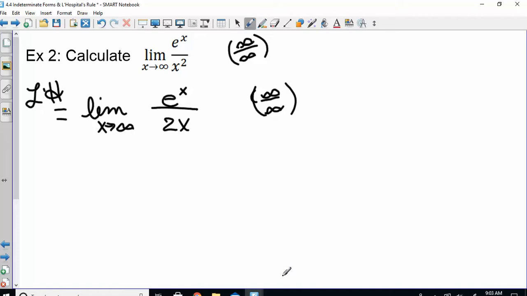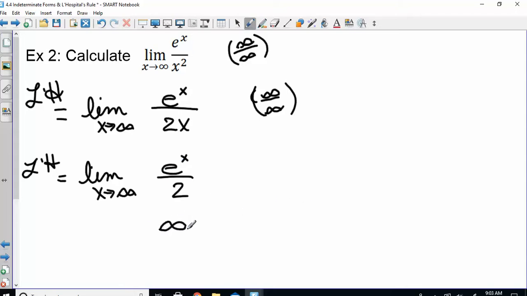We could do L'Hopital's again, couldn't we? It still meets the requirement. In order to do it, it has to be 0 over 0 or infinity over infinity. It's still infinity over infinity, so we can do L'Hopital's again. What's the derivative of e to the x? What's the derivative of 2x? So now the top is going to infinity, but the bottom is just 2. What's infinity divided by 2? Infinity. So there's not a requirement that you can only do it one time. As long as it's still an indeterminate form, you can keep doing L'Hopital's.